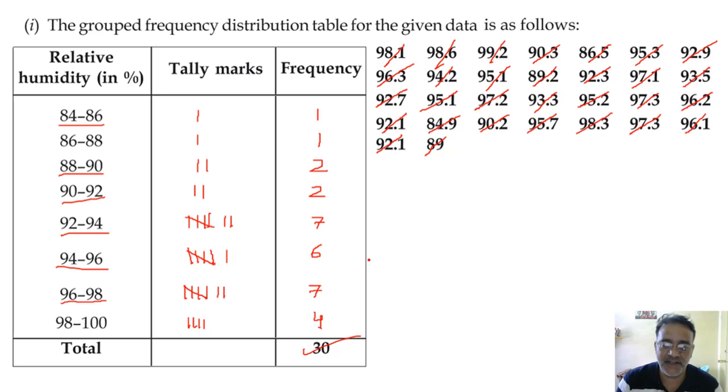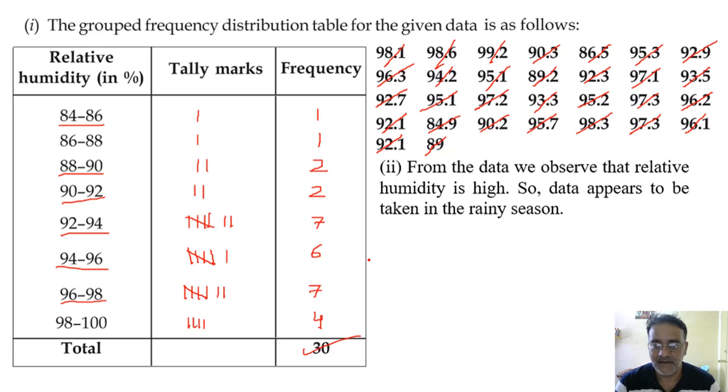Okay. Now the question is, which month or season do you think this data is about? Sir, I think it is about rainy season. Right, because humidity is very high. From the data we observed that relative humidity is very high and so the data appears to be taken in the rainy season.